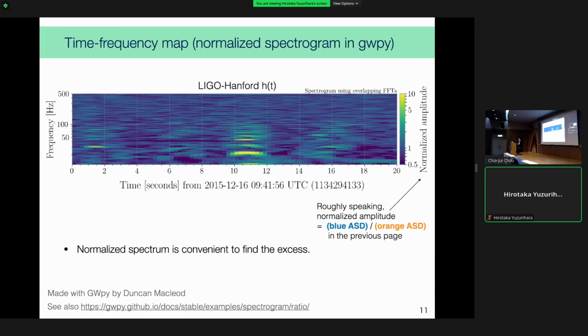So this kind of normalized spectrogram is convenient for finding excess. If the data is completely stationary, the blue ASD and orange ASD are almost the same. Same over same means one, almost one. So this spectrogram looks almost blue, almost unity. But this is different. Around 10 seconds to 12 seconds, you can see the yellow region. This is excess from stationary data.